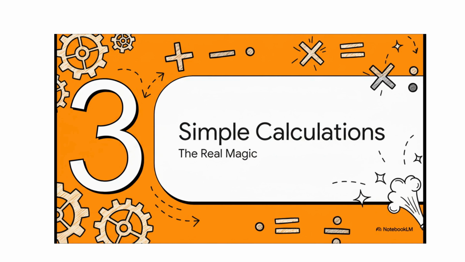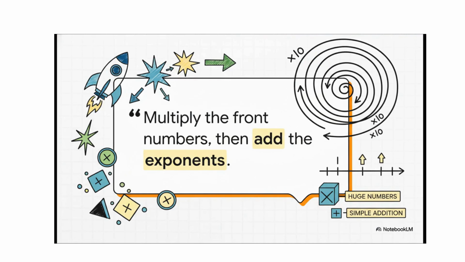Okay, making numbers look neat is one thing. But this is where standard form goes from a neat trick to an actual superpower. It makes really complicated math incredibly easy. And this right here is the big payoff. I mean, instead of trying to multiply these huge numbers with all those zeros, you get to do a little bit of simple addition with the exponents. It's a massive, massive shortcut.